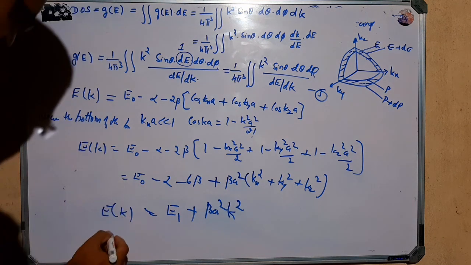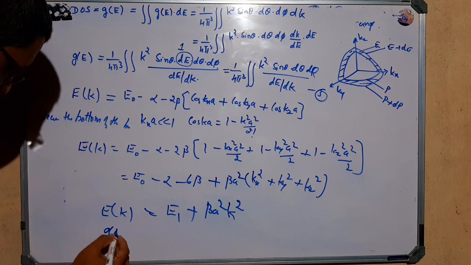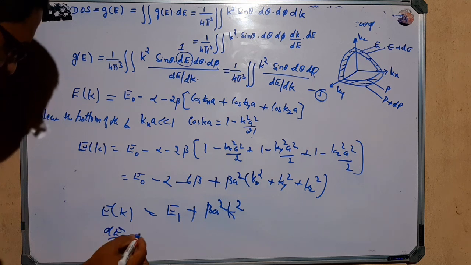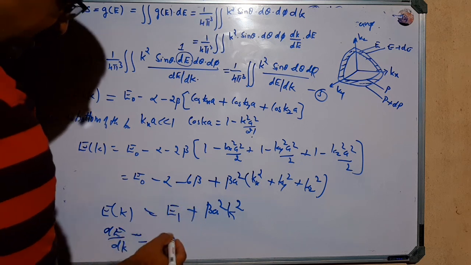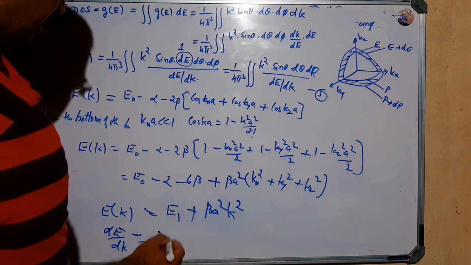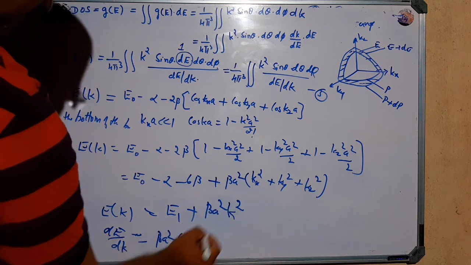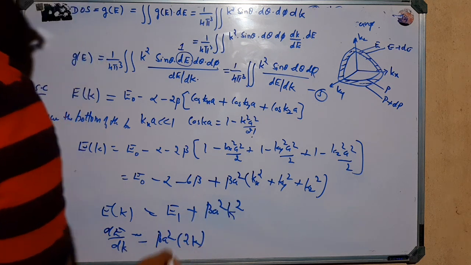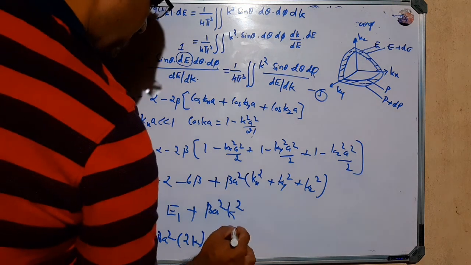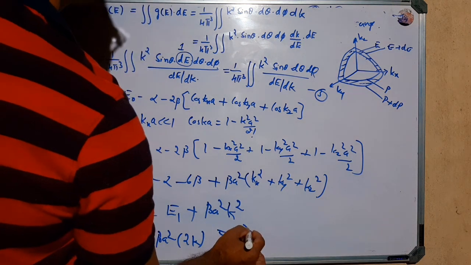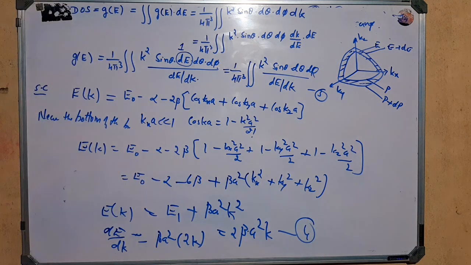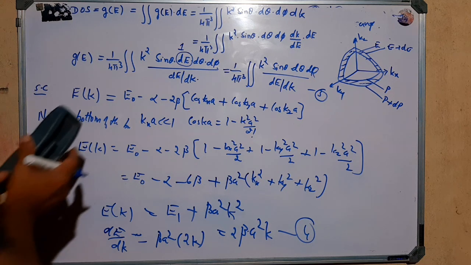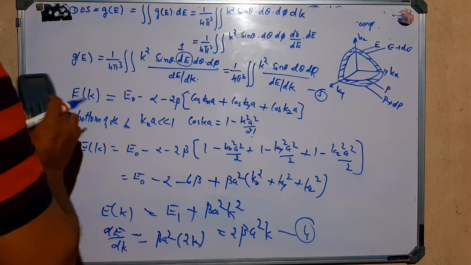Now differentiate this equation with respect to k, dE by dk. This is equal to, differentiation of the constant is 0, remaining is beta a square, and differentiation of k square is 2k. That means 2 beta a square into k. That is the value of dE by dk. So now you substitute this.